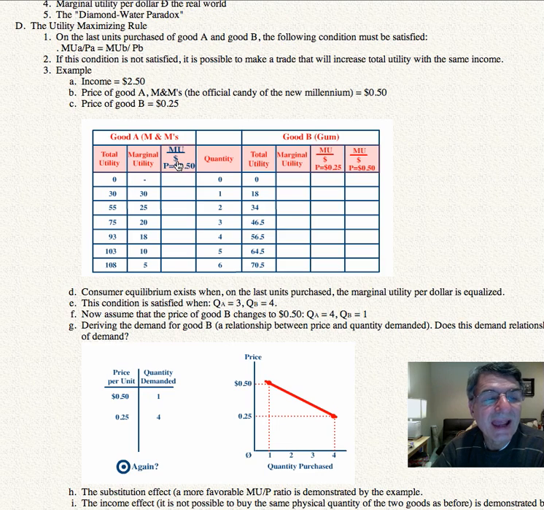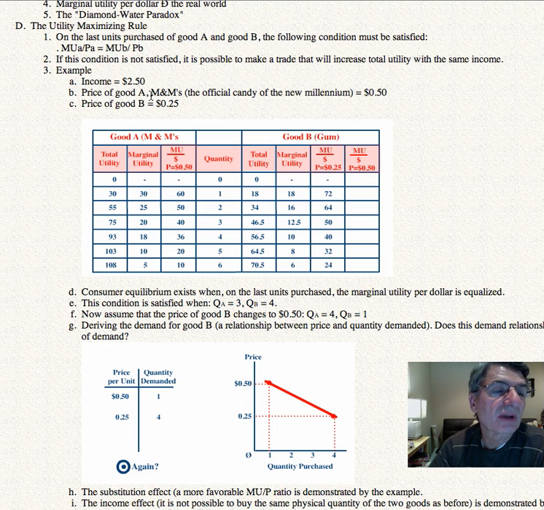So the question is, how many are you buying per dollar? So if you get 30 for 50 cents, it means you're buying utility at the rate of 60 per dollar when you buy this first pack. So that's what marginal utility per dollar is. And then for the other good, gum, you look at the marginal utility and then you divide it by the price, because the price of gum is only 25 cents. So if you get 18 utils for 25 cents, you're buying utility at the rate of 72 per dollar. 18 divided by 25 cents. So that's that.